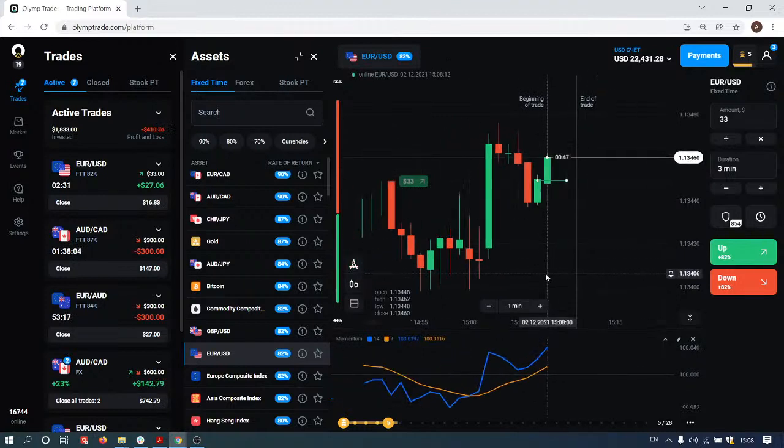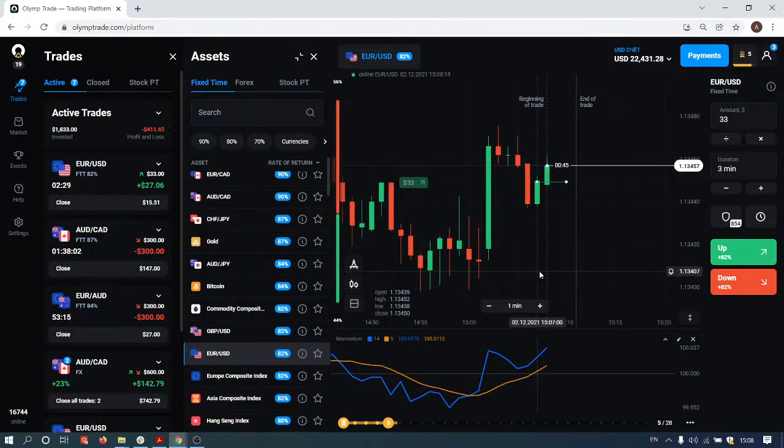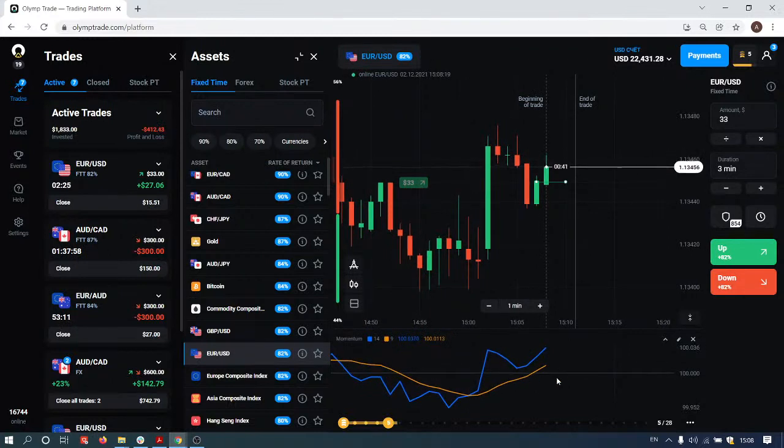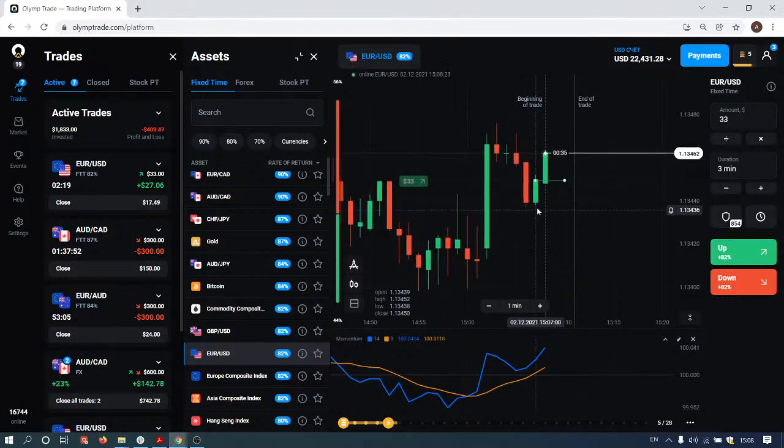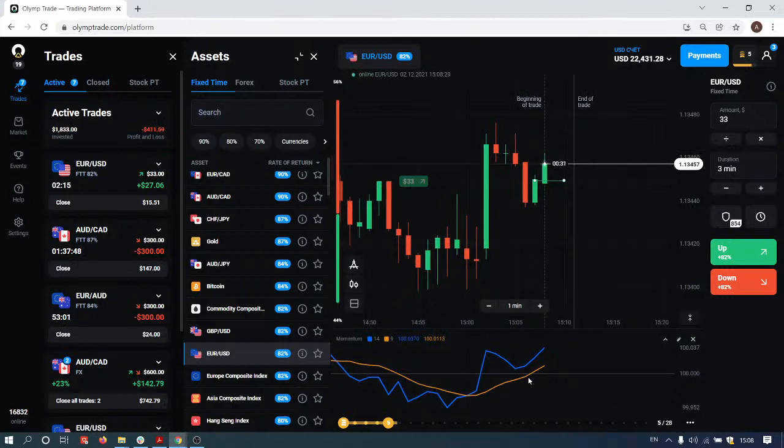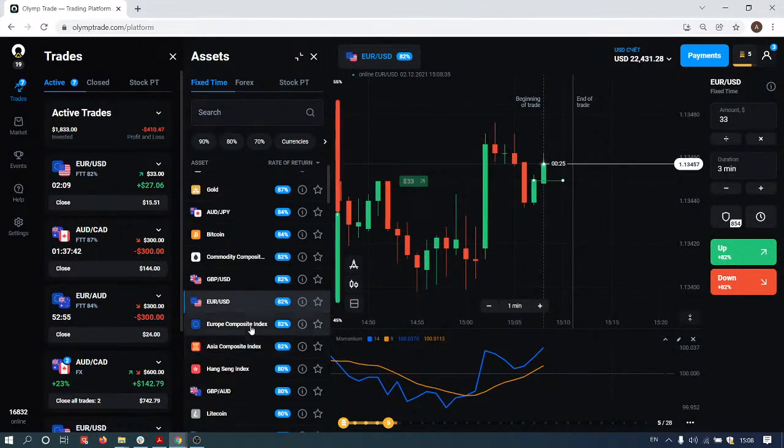Okay, here I use setup number 2 with this trading strategy, when the orange line crosses the 100 line. When this happens on the chart, that's when you want to open a trade in the upwards direction. We crossed the 100 line from bottom upwards. That's the moment when you want to open a trade in the upwards direction.